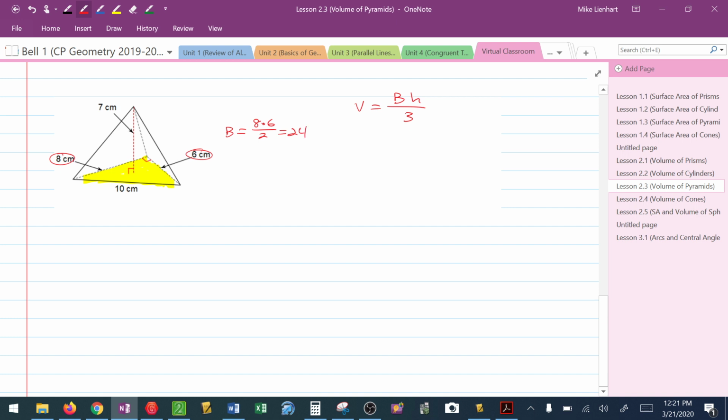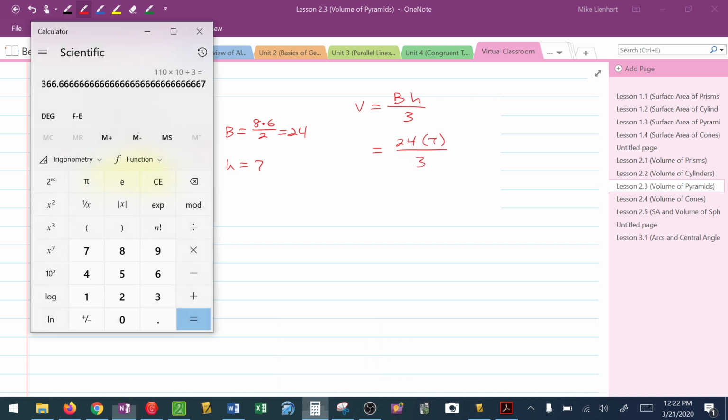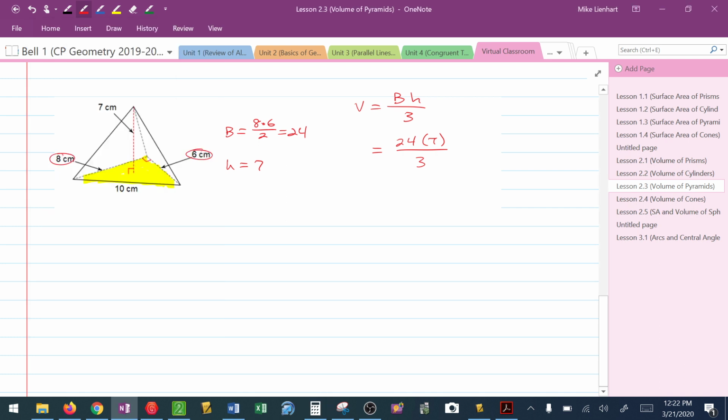I know that the height of the pyramid is 7. And now very simply plug that information into the formula. So I've got 24 times 7 divided by 3. And I'll use a calculator. You don't really need to on this one, but 24 times 7 divided by 3 would give me 56. So I have a volume of 56 cubic centimeters.